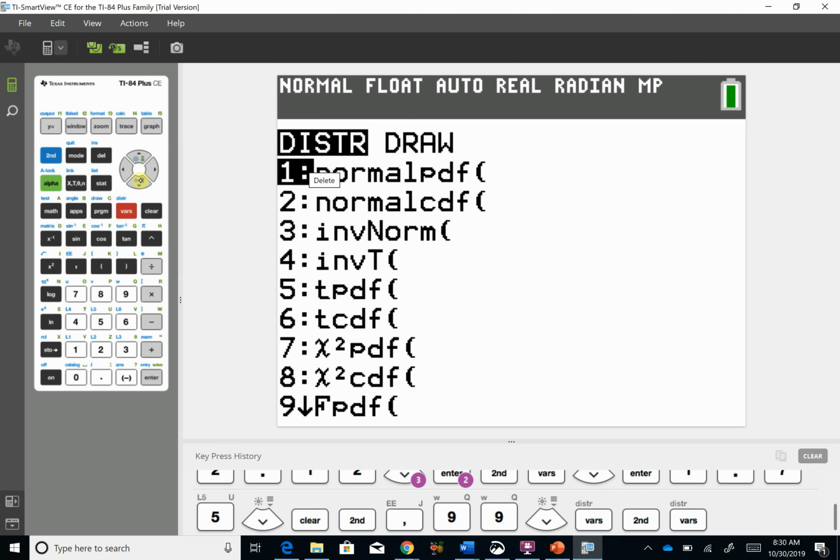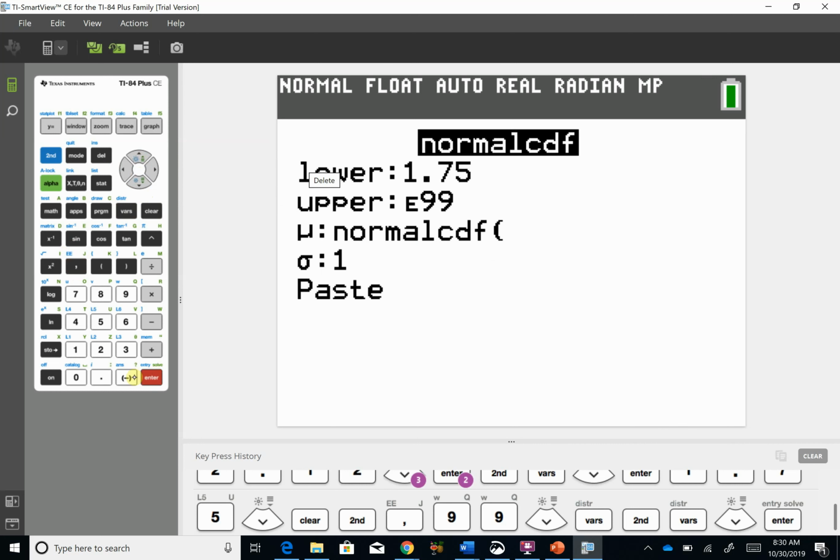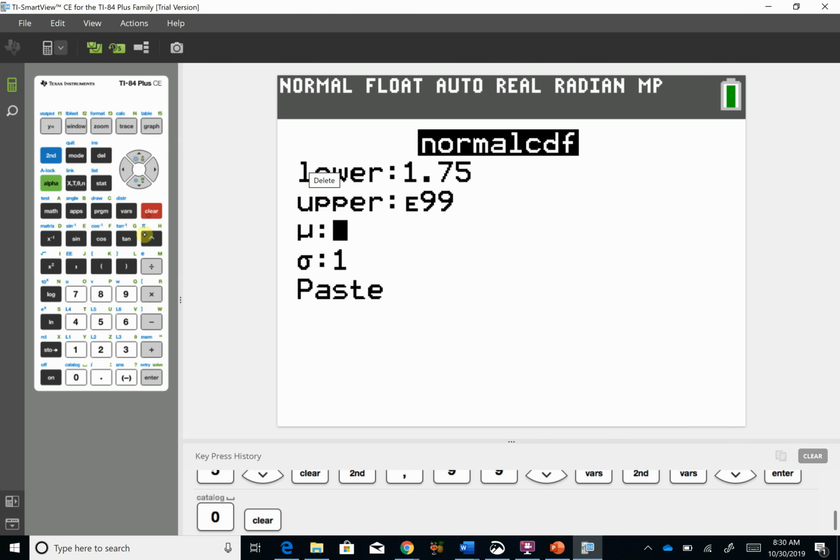Oops, sorry guys. Here we go. And our mu should be 0 and sigma should be 1. So again, I want the area to the right. So my lower value is my z-value I'm interested in. My upper, I have to tell it infinity.